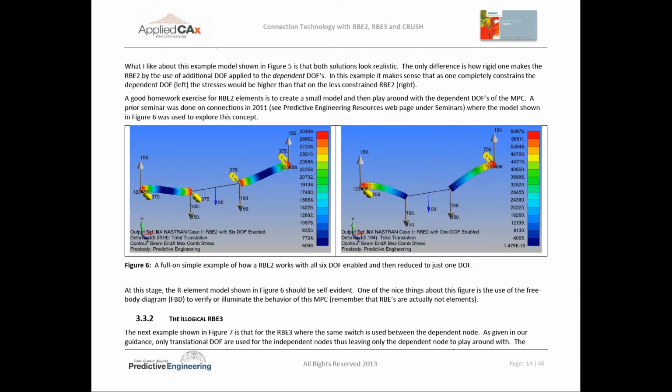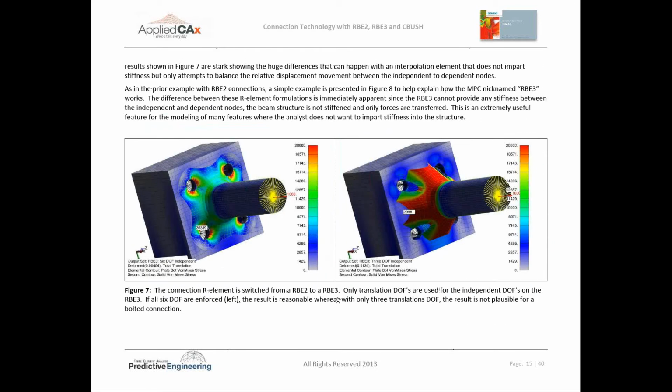Okay. The illogical RBE3. This is where I show the comparison. And this one here is all pinned. This one here, I actually constrained the independent degree of freedom with 6 DOF. And it says here, 6 DOF independent. And the independent are around the perimeter. So what you're doing is you're trapping more of the motion of the plate. And it's a little better, but it's still screwed up.